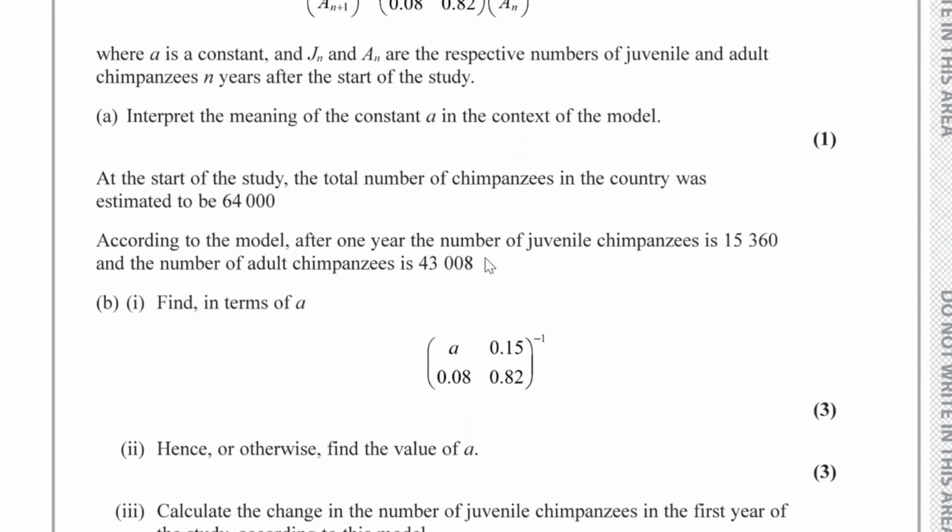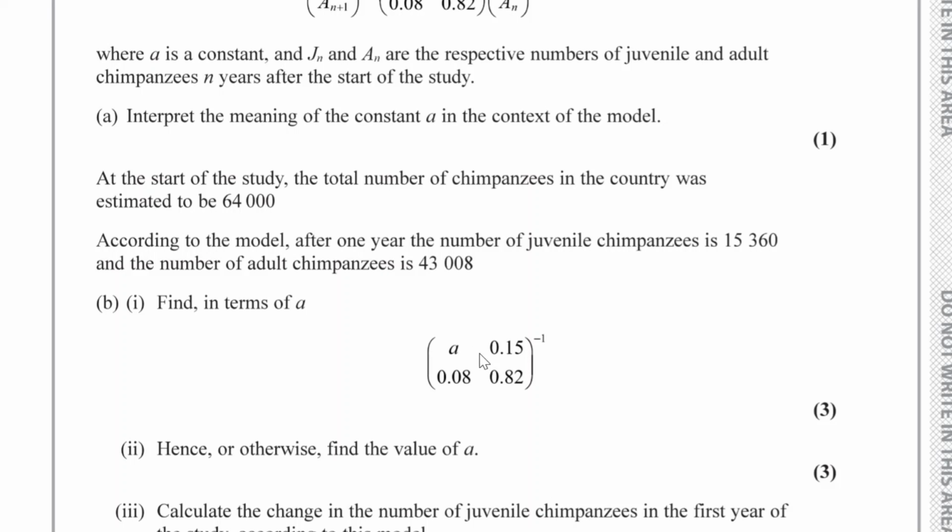And now for part B. At the start of the study, the total number of chimpanzees in the country was estimated to be 64,000, according to the model. After 1 year, the number of juvenile chimpanzees is 15,360, and the number of adult chimpanzees is 43,008. Now, for part A, we have to find the inverse matrix.